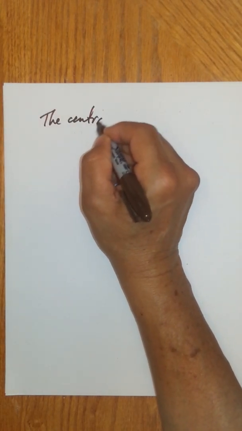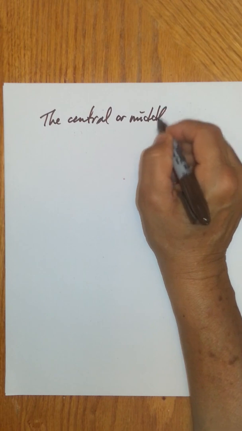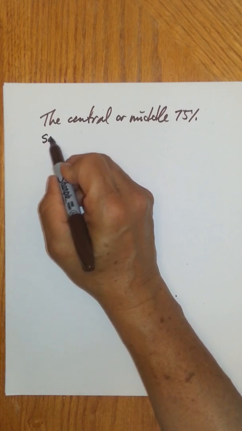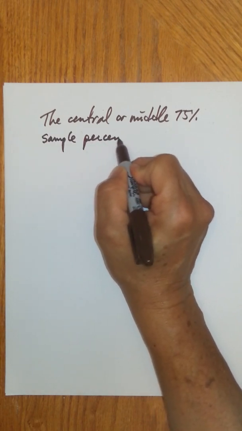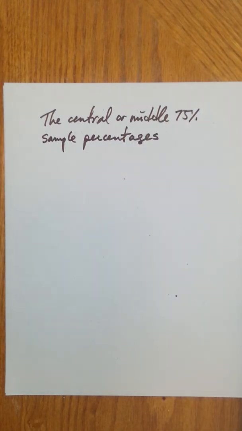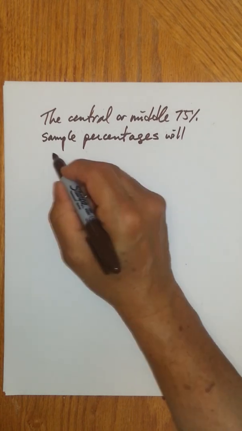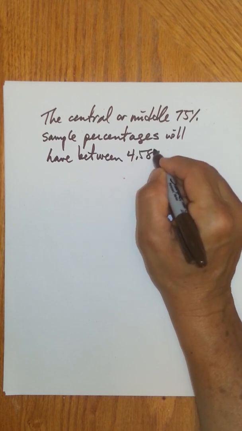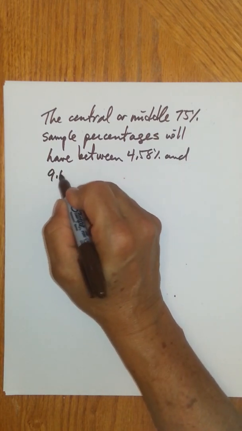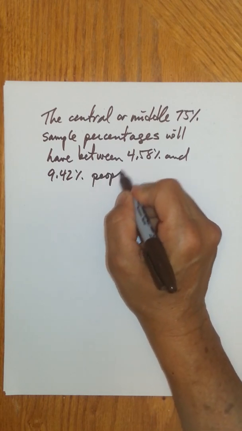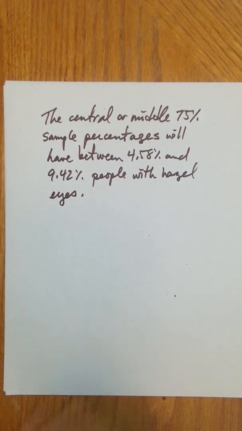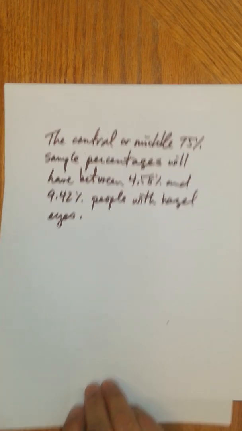So let me write that down. So you could say the central or middle 75%, you could say symmetric, sample percentages and middle from the population proportions will have between 4.58% and 9.42% people with hazel eyes. Okay? All right, so let's take a look at the third question then.